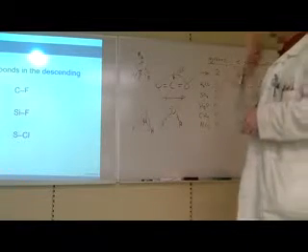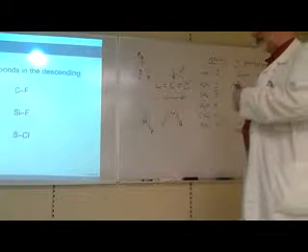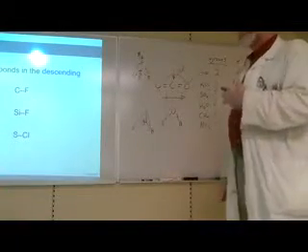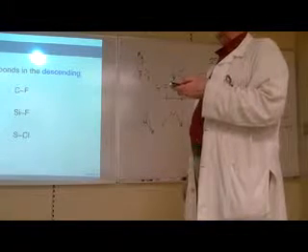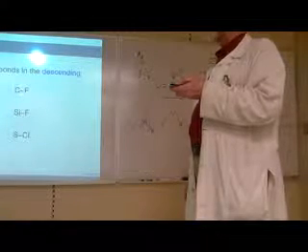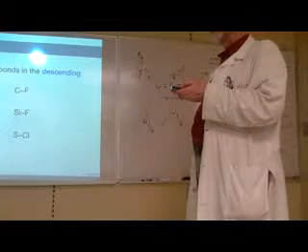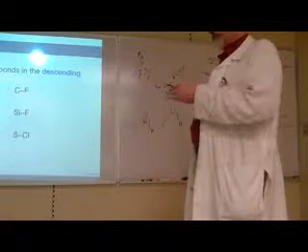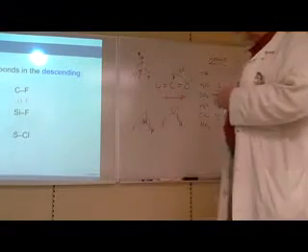Now, let's see if we can arrange these in descending order of polarity, that is, the most polar to the least polar. The most polar are going to be the ones that are farthest apart from each other in the periodic chart. So nitrogen and fluorine, that should have some polar character. How about oxygen? Oxygen is less polar because it's closer. How about carbon? Carbon should be more polar. So I would say the most polar would be carbon, nitrogen, oxygen in order, most to least.